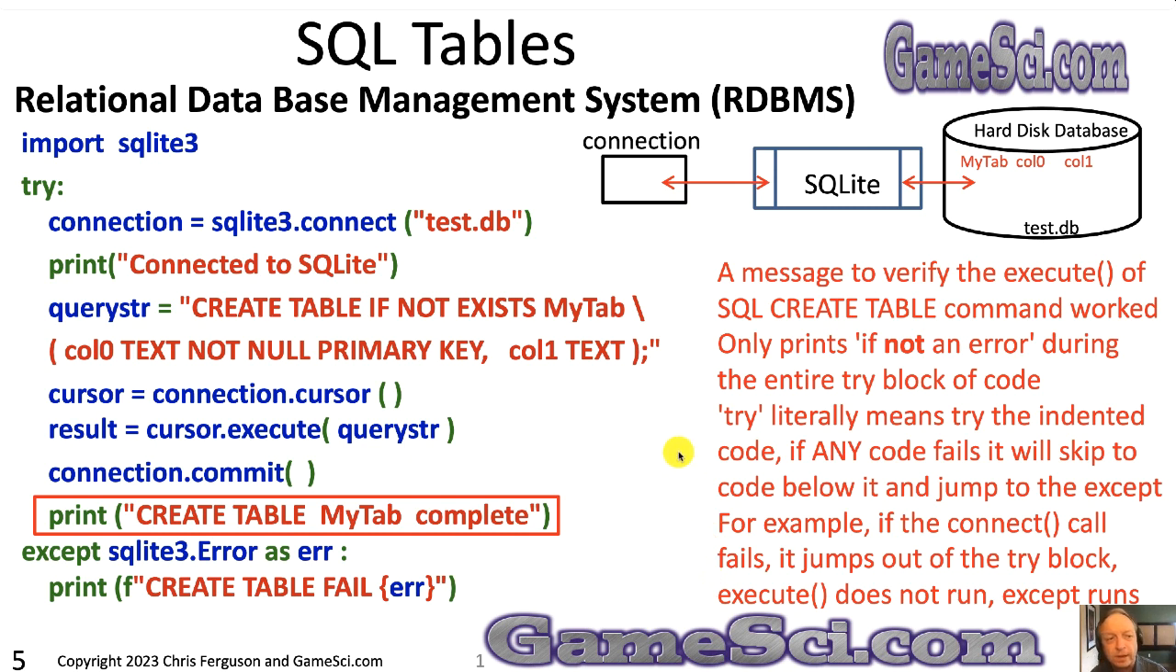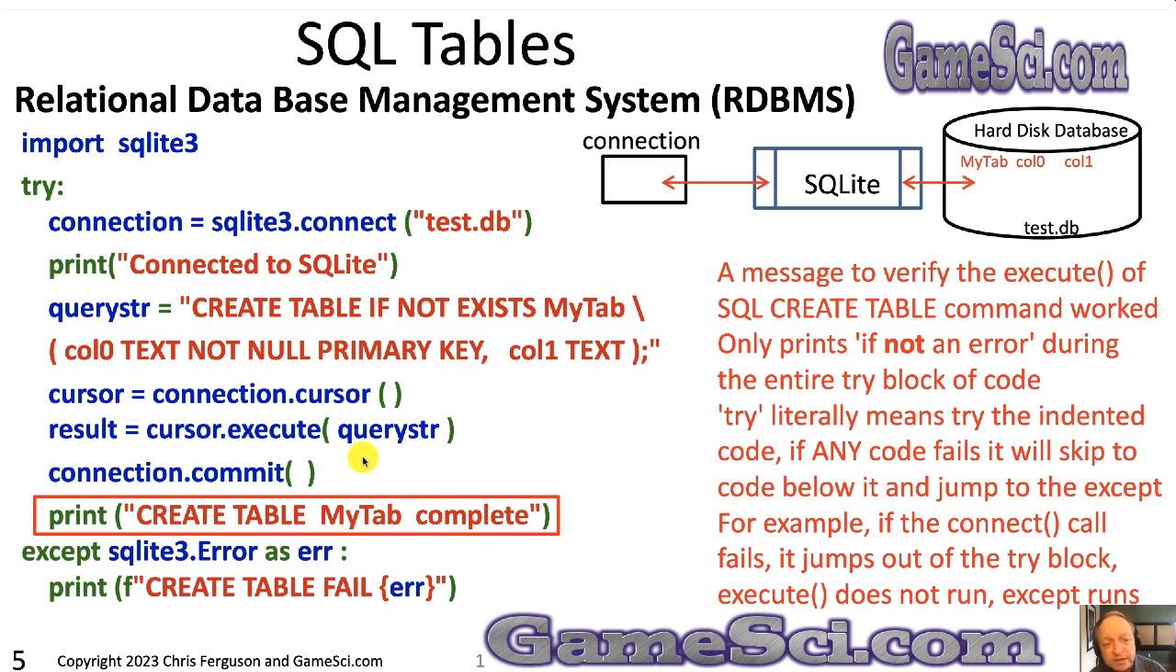What am I talking about? Try literally means try this indented code. If it tries to execute the connect and fails, it will immediately jump to the except and skip all the code below it. It's an immediate jump from the failed connection to the except command. Now, if it works, it'll drop to the next line. If that works, it'll drop to the next line. All of this code is working. It'll just keep executing the code in the try block.